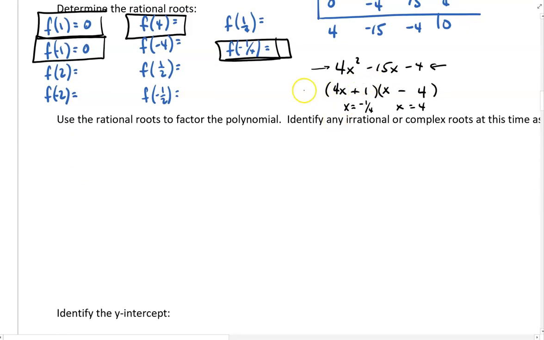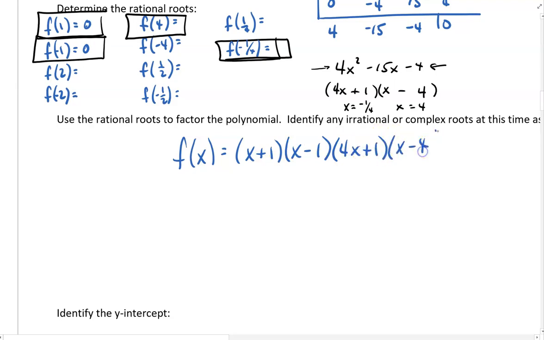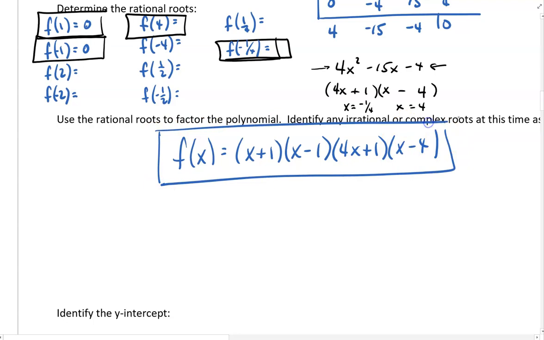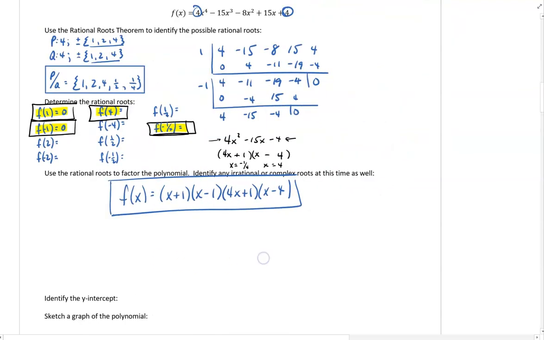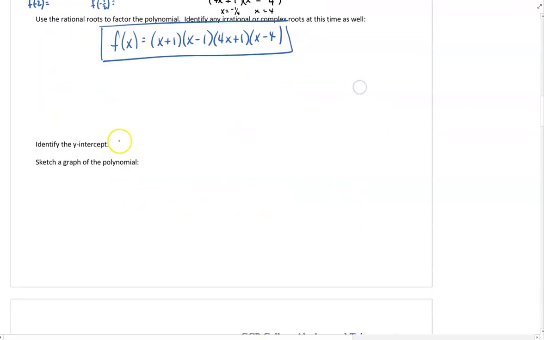Since we found them all, and since we've already gone through some of the factoring process, we should now recognize that f of x is equal to x plus 1 times x minus 1 times 4x plus 1 times x minus 4. So there's our factored result, and all of those came from the prior factors and the solutions that we found in the step above. The y-intercept is easy to spot. The y-intercept is the constant at the end of the original polynomial. So I'm going to report that as a coordinate, 0, 4.